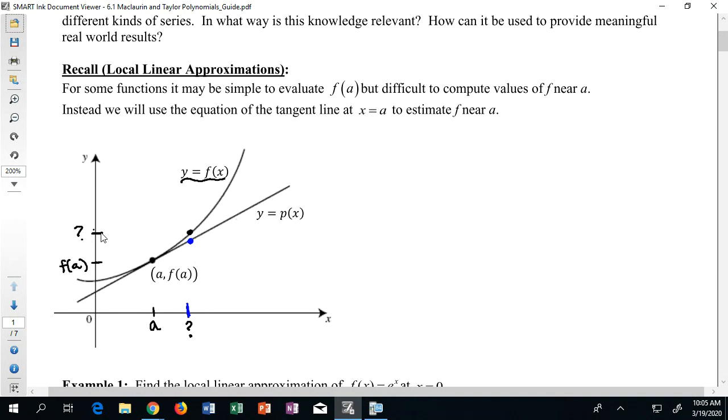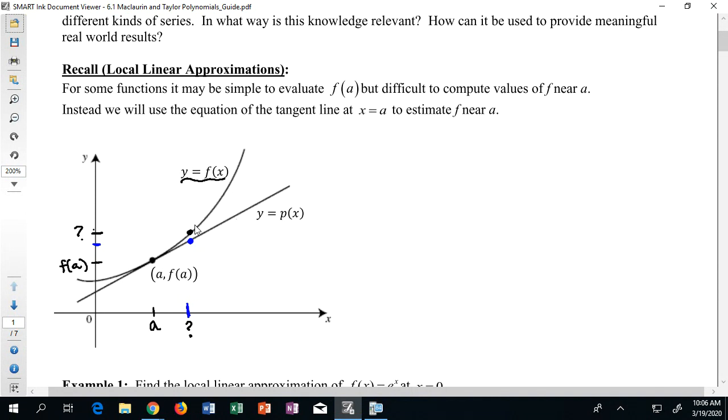I won't find exactly that y coordinate, but I'll definitely find something that's pretty darn close by. And you'll notice that the closer I move this question mark to a, the smaller the gap between that black dot and that blue dot becomes. So what we wanted to try to understand is how we could use this idea and how we could construct this equation of a tangent line.